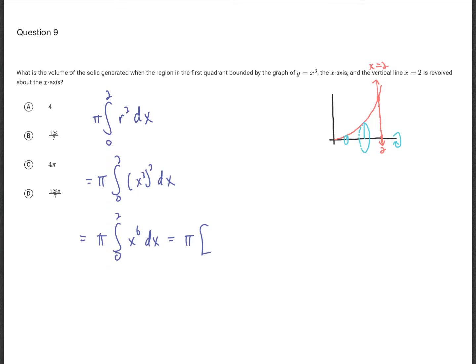The integral of x to the 6th is x to the 7th over 7. We don't have to worry about the 0. When you plug it in, you'll get 0, so just plug in the 2. So 2 to the 7th is 128, times pi over 7, and that's 128 pi over 7. That's D.